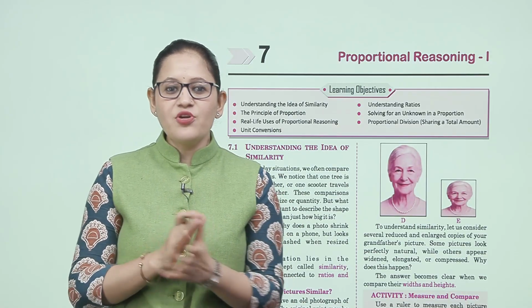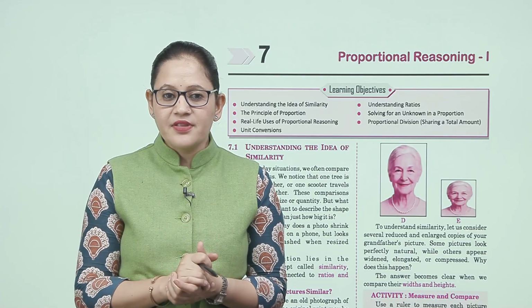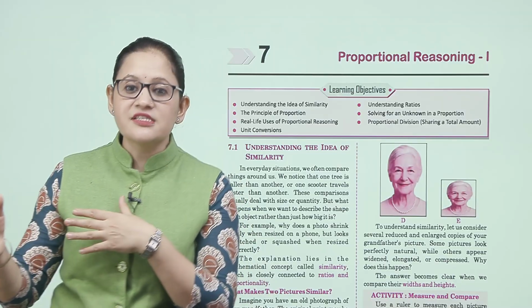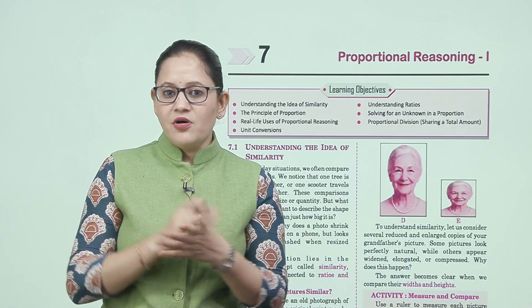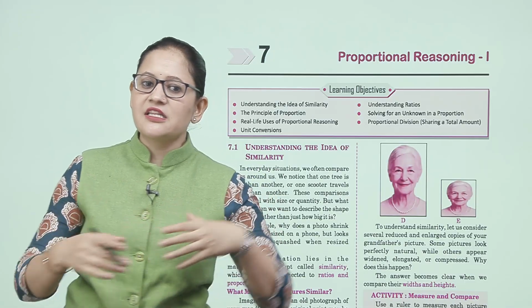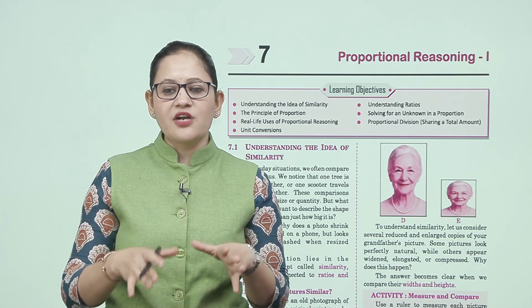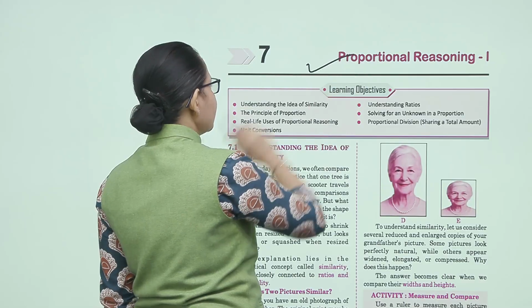So students, have you ever heard the term similarity or proportion? How can we say that these things are in proportion or these things are similar? There are certain criteria, based on which we can say that these things are proportional or similar. All of this we are going to understand in this chapter. The chapter is Proportional Reasoning 1.